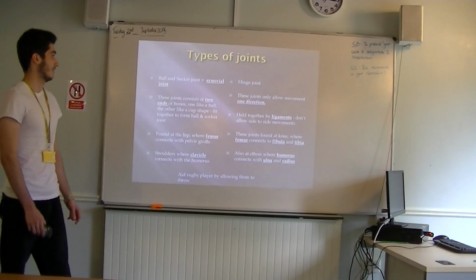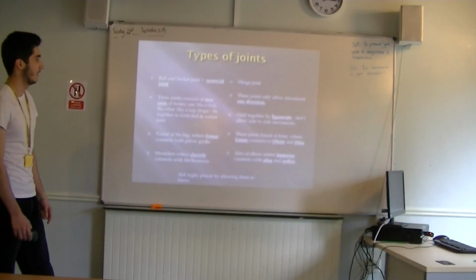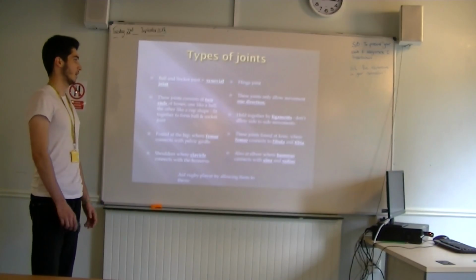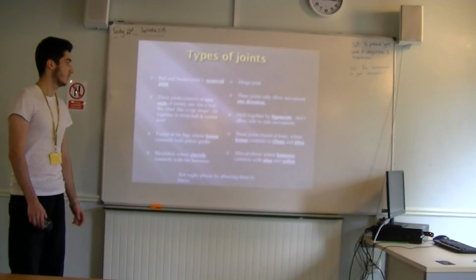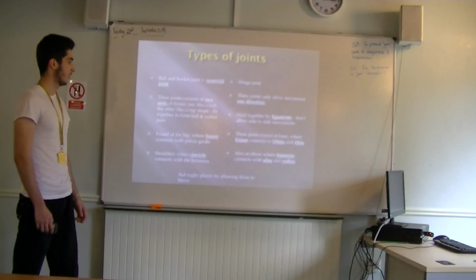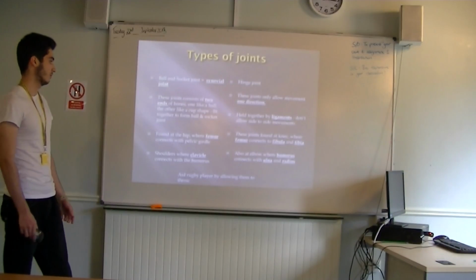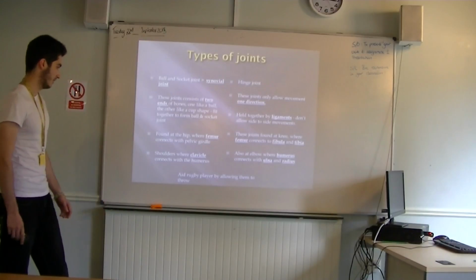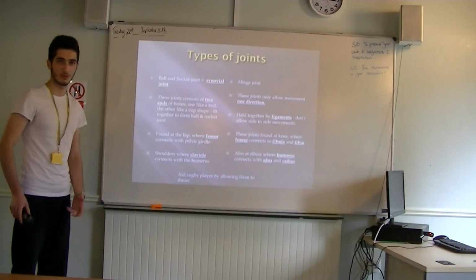Another joint is the hinge joint. These joints allow movement in only one direction, and they're held together by ligaments, and they don't allow side-to-side movements. These joints are found at the knee, where the femur connects to the fibula and tibia, and also at the elbow, where the humerus connects with the ulna and the radius. This also aids a rugby player by allowing them to throw the ball to another teammate.